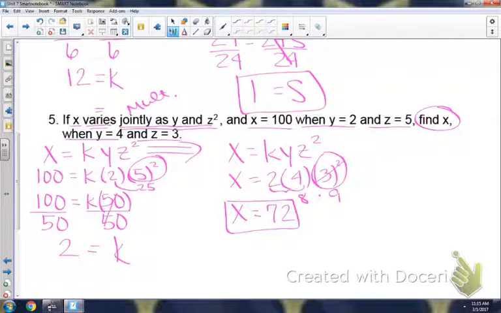Again, if you wanted to check it, you could plug it back into your formula, that's if your formula is correct. So make sure that you're setting up the correct equation by reading the problem. Jointly is multiplying, directly is multiplying, inversely you're dividing.